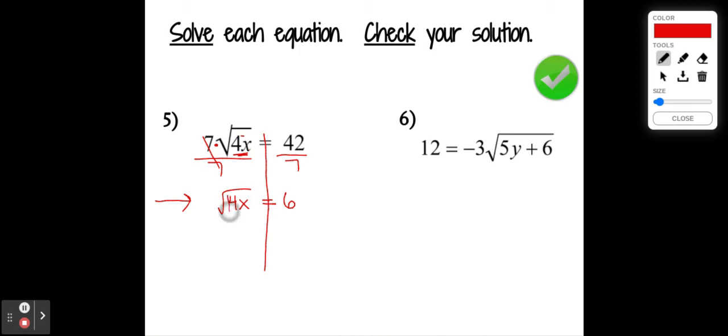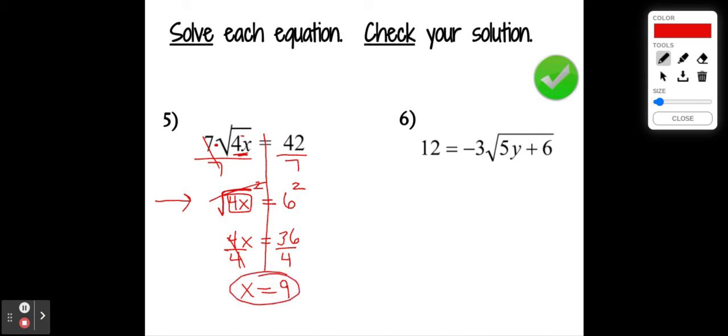Let's get this 4x outside. Let's get it from being trapped under the radical. So to get rid of the radical, I have to do the opposite, which is squaring both sides. So cancel that. 4x is out of the cage. 6 squared is 36. I'm going to keep it going, dividing by 4. And I get x equals 9.